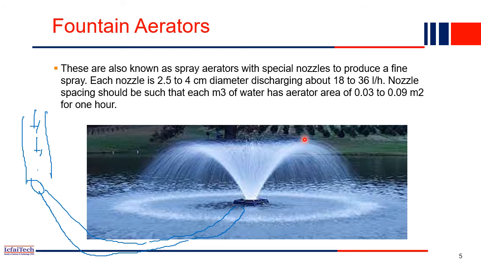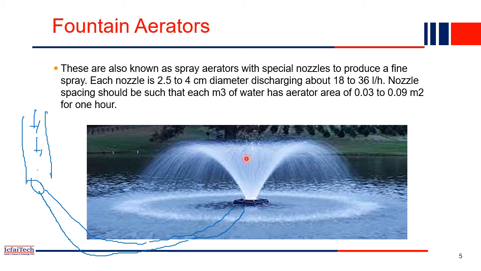When it is in flight, it is exposed to the environment. Whatever dissolved gases are present in the water will come out, and the oxygen from the atmosphere will simply go into the water. This type of process we call a fountain aerator. Here the pumping is required. We are pumping water and throwing it up. This type of aerator you will also see in many water treatment plants.